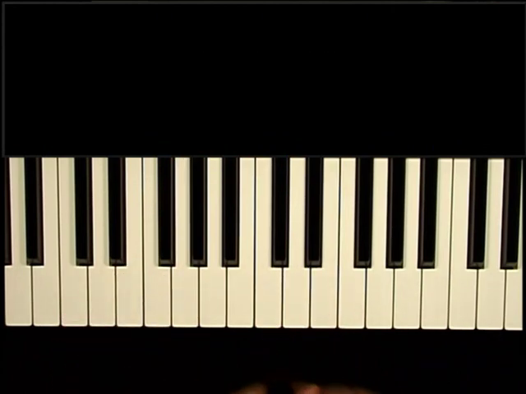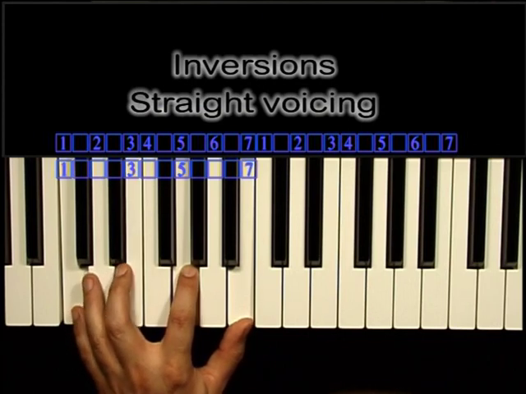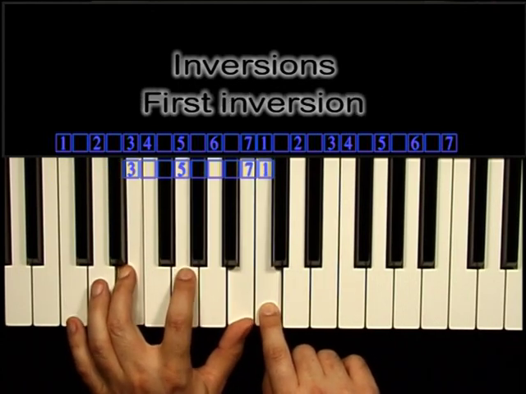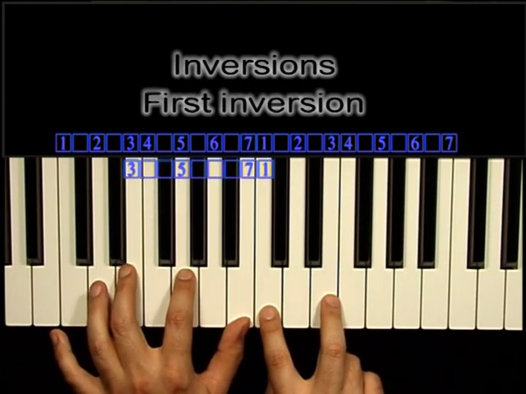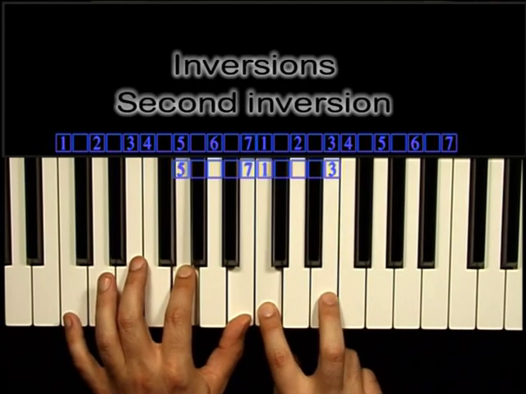We'll demonstrate this again using the major 7th chord. 1, 3, 5, 7. We'll bounce up the lower note an octave, and we get 3, 5, 7, 1. That's the first inversion. We'll bounce up the lower note an octave, and we now get 5, 7, 1, 3.